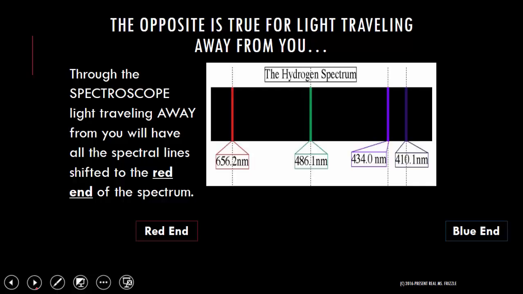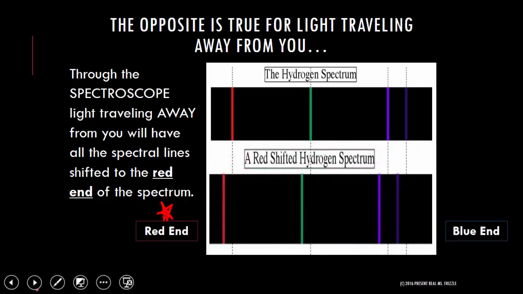Where if something's moving away from us, remember we see the red lights on the car, you would expect everything to move towards the red end of the spectrum. And that's exactly what happens. Everything shifts a little more this way.